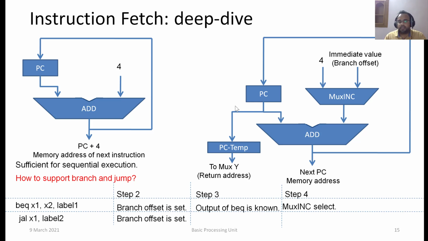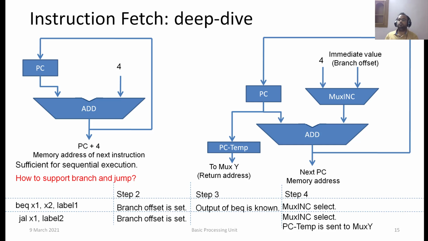right? And if you look at the JL instruction, in step 2, we'll identify that it is JL, and we'll also keep ready the branch offset. In step 3, there is nothing to check, no condition or anything like that. So in step 4, we are going to select the mux INC as up, so that it would pick the immediate value and not 4. And at the same time, we'll also take a copy of PC in PC temp and send it to muxy.